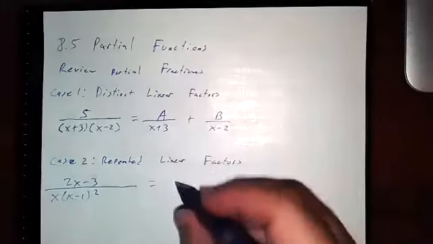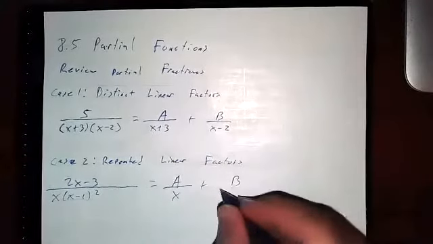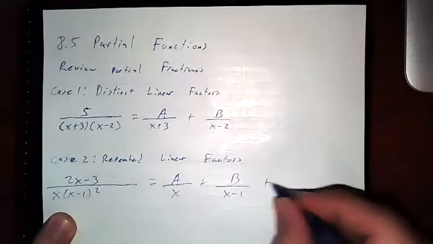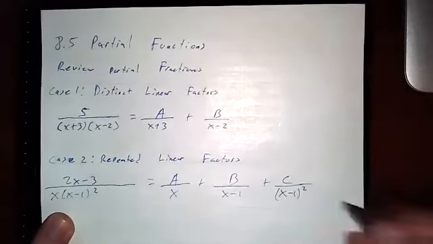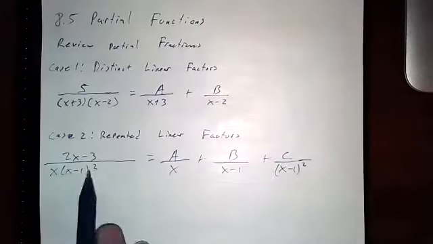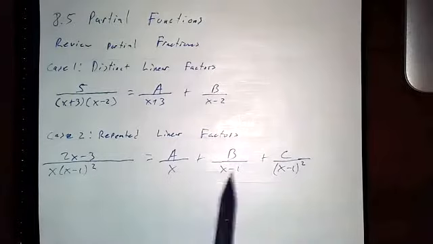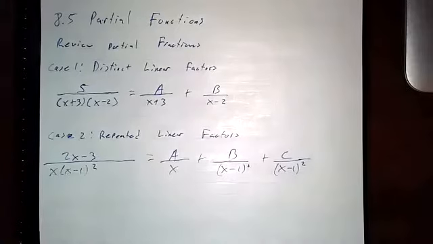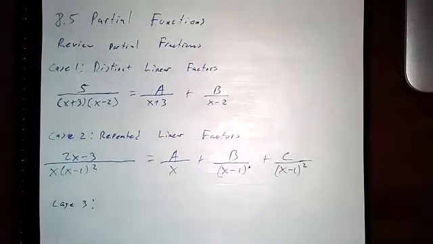Okay, so you still do A over the first one plus B, and then this is where it changes, B over the next one. So you count up until that power. So you go up to 2. See what I mean? So if this was a cube, you would do it 1, 2, 3. Since it's a 2, I do 1, 2. So you could put the 1 there just for emphasis. Does that make sense? That's case 2.